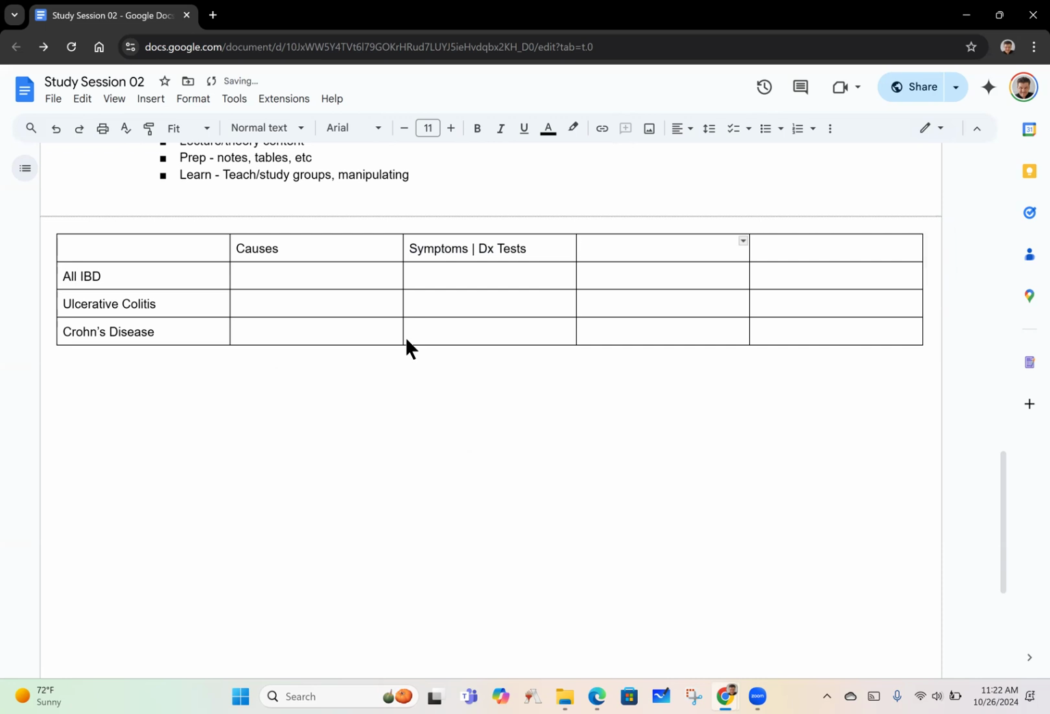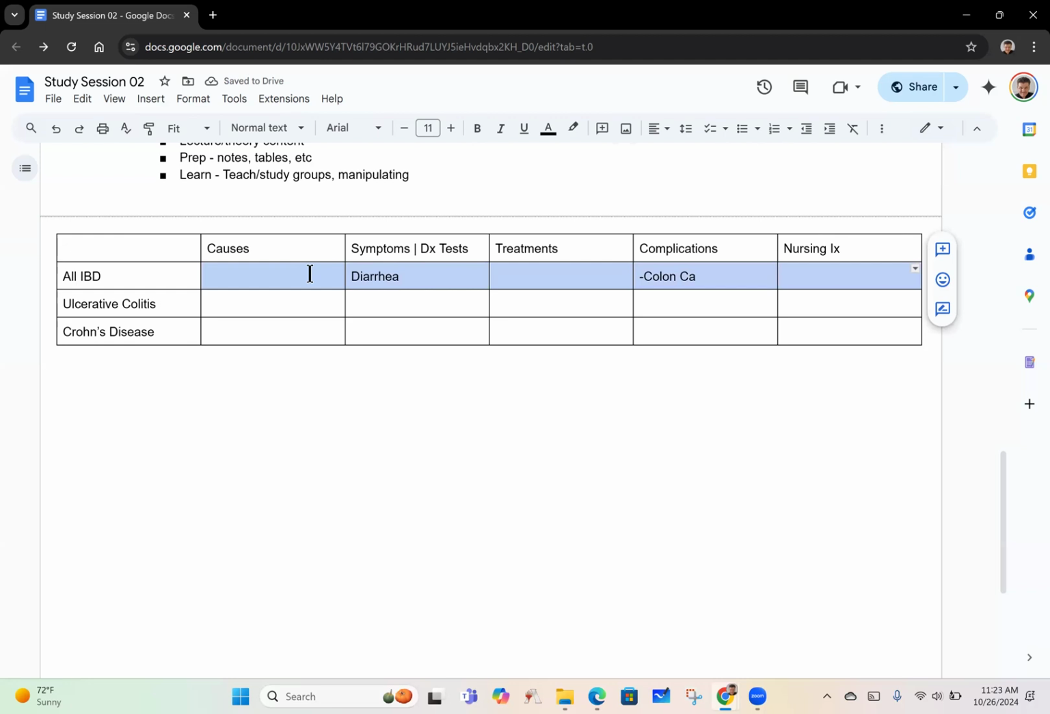We need to add a column, forgot a column. Diagnostic tests, we got treatments, and then we want columns, insert a column. So we got complications, right? Because we know both of them have what complication? Bleeding? Colon cancer. Symptoms, yeah, they both have diarrhea, right? This one's more bloody than the other, right? So then complications and then nurse intervention, something specific that wasn't covered elsewhere. If that makes sense, right?